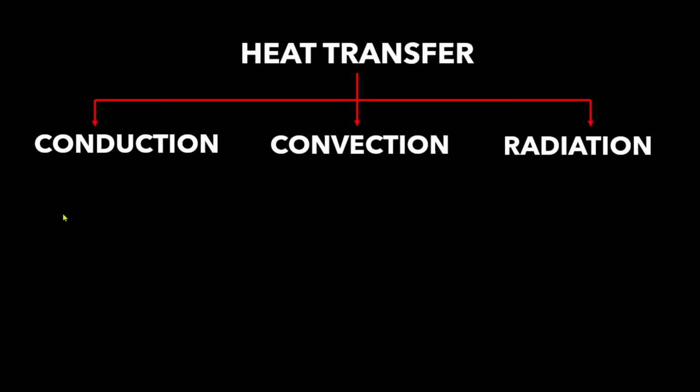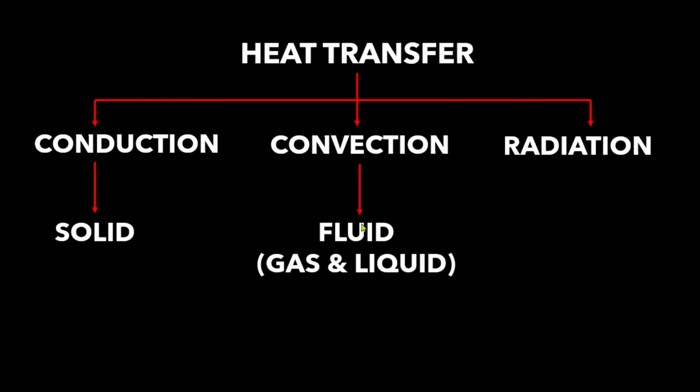There are three ways of heat transfer. The first one is conduction, the second is convection, and the third one is radiation. Conduction means heat transfer through a solid medium. Convection is through a fluid medium, which is gas and liquid. While radiation means there is no medium; heat is able to transfer through a vacuum.